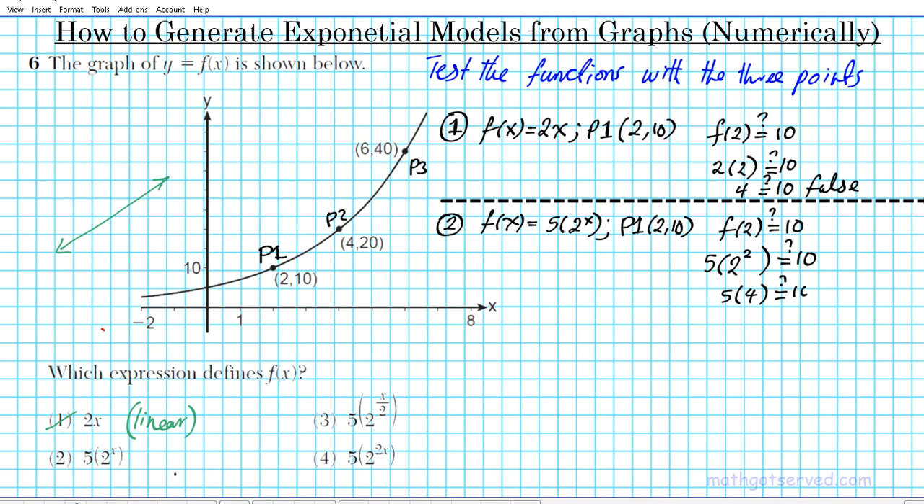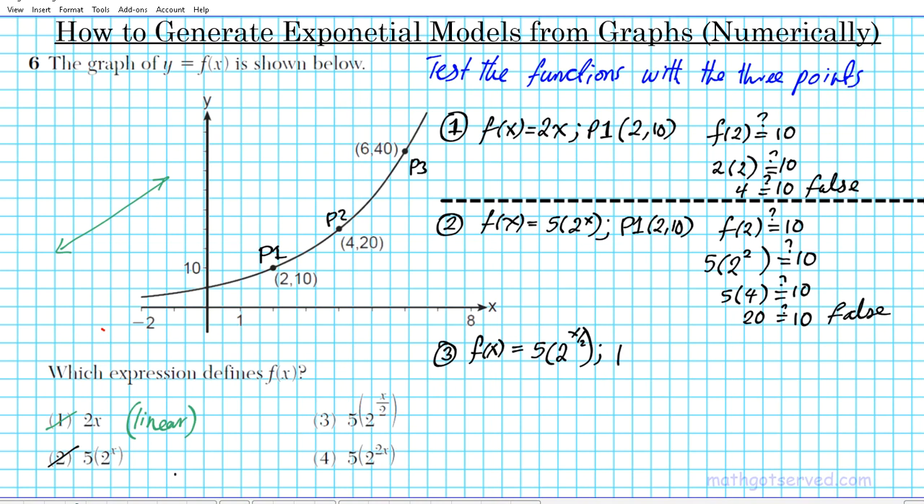Is 5 times 4 equal to 10? 5 times 4 is 20. Is 20 equal to 10? The answer is no, this is false. So that helps us see that option 2 is not the answer, because when we plugged 2 into this function, we got 20 and not 10. Alright, let's move on to the next one. Option 3, another exponential function: 5 times the quantity 2 raised to the x over 2.